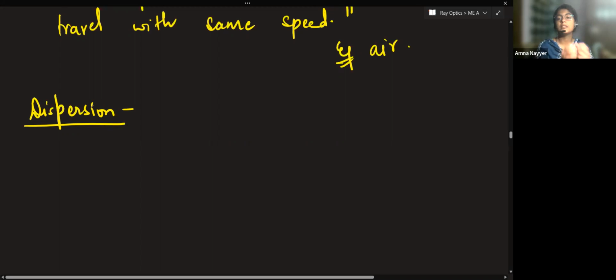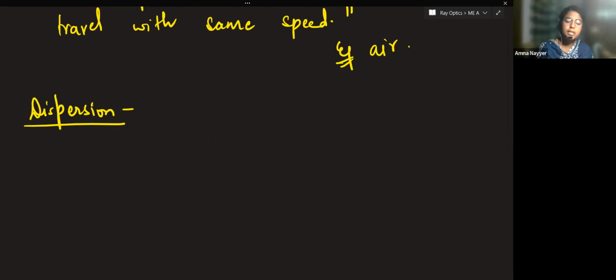So what will happen? All the colors, according to their speed, will come out. The fastest color will come out first, then the next faster, then slower, and finally the slowest. This phenomenon of the splitting of white light into all of its component colors, whenever it is passed through a refractive medium, is known as dispersion of light.